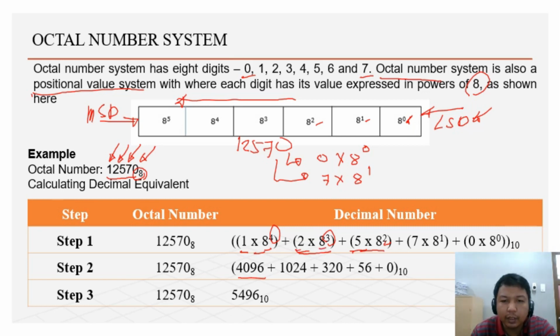We have 2 times 8 raised to 3, we have 1024. 5 times 8 raised to 2, we have 320. 7 times 8 raised to 1 is 56. And of course 0 times 8 raised to 0 is 0. Then we get the sum. So the equivalent value for 125070 base 8 is equivalent to 5496 base 10.